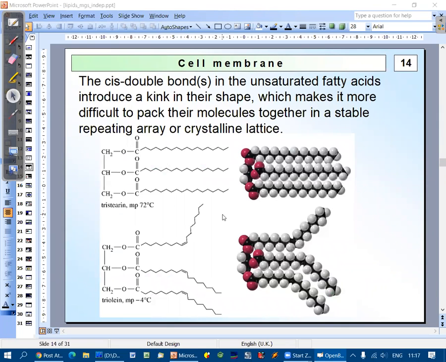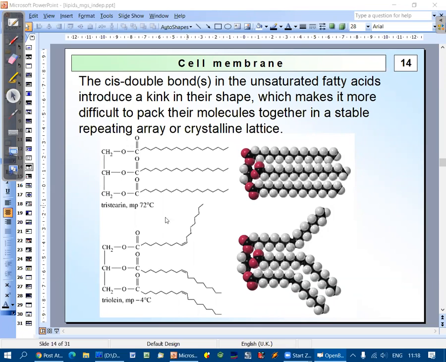Probably you know that cis isomers of compounds have a lower melting point than trans and saturated compounds. That's because in case of cis isomers, they cannot be packed in the crystal tightly, and it decreases the melting point of a compound.